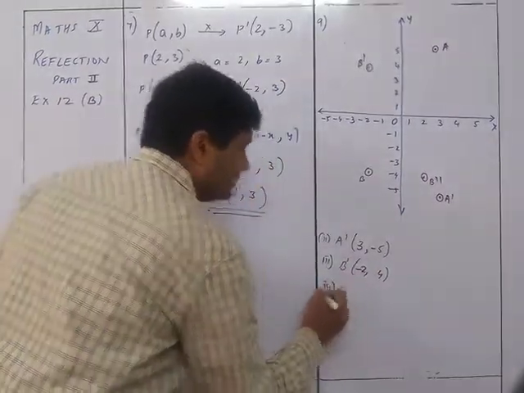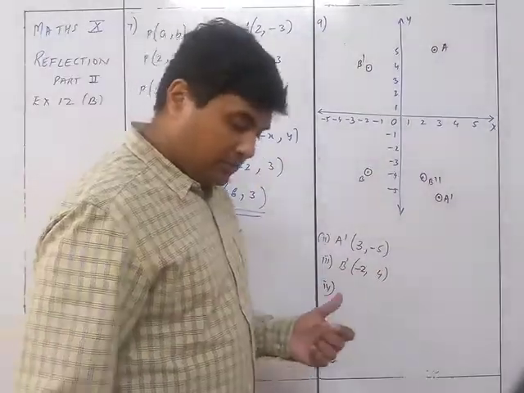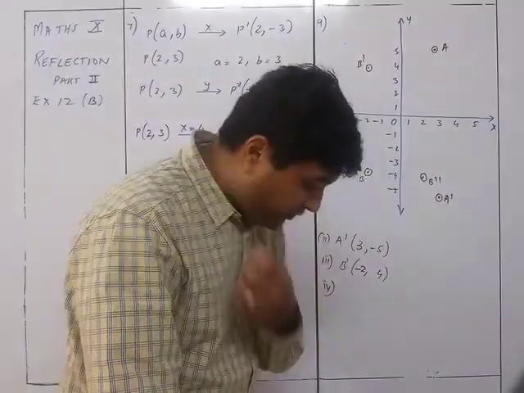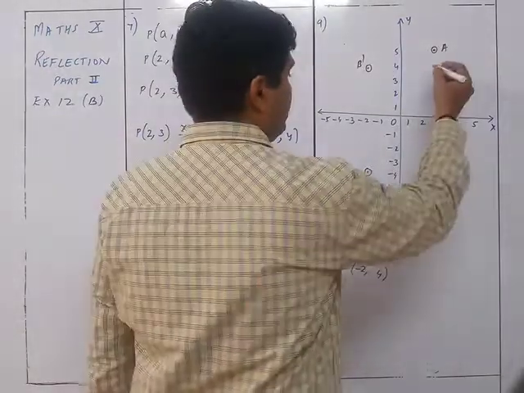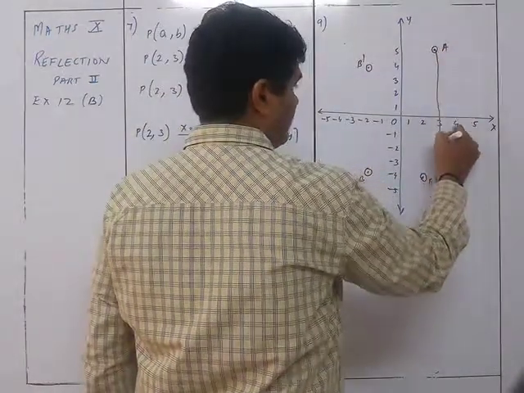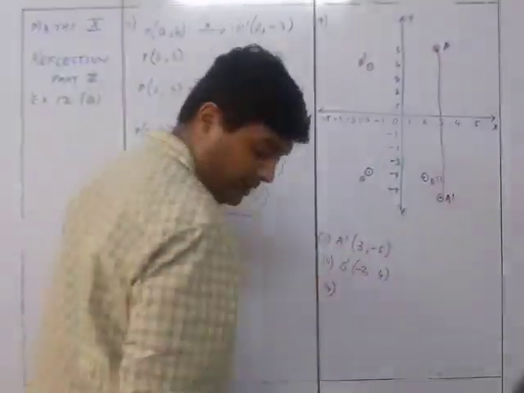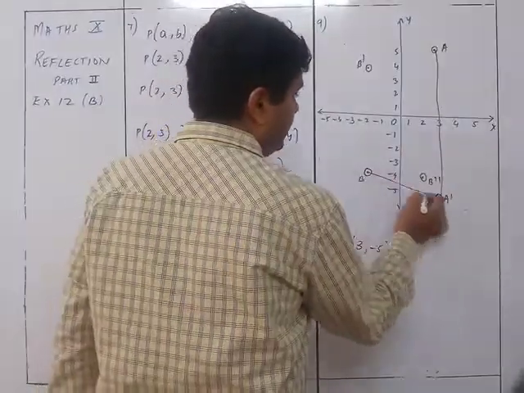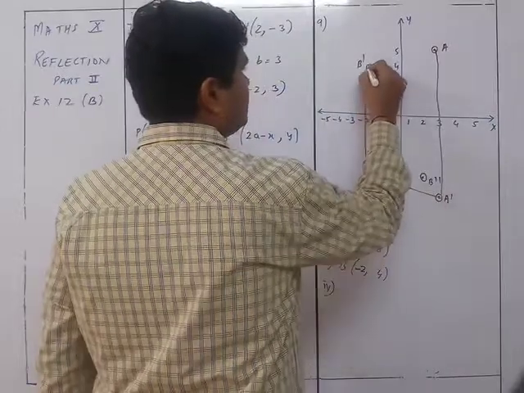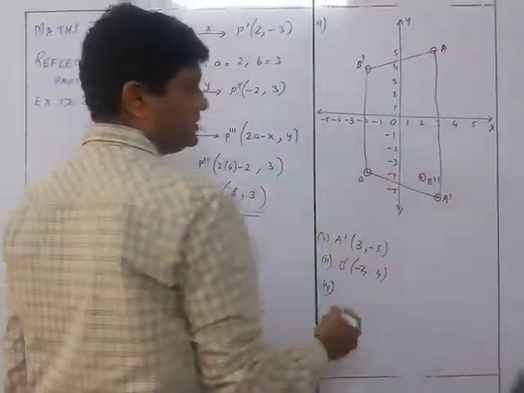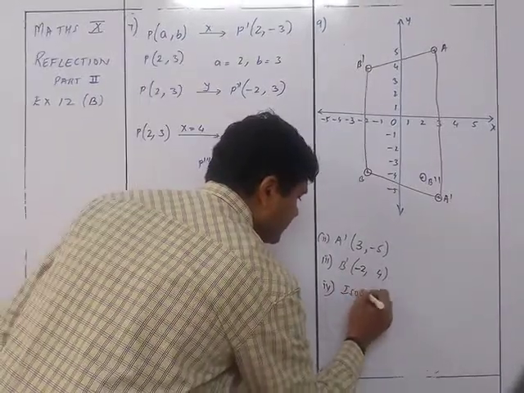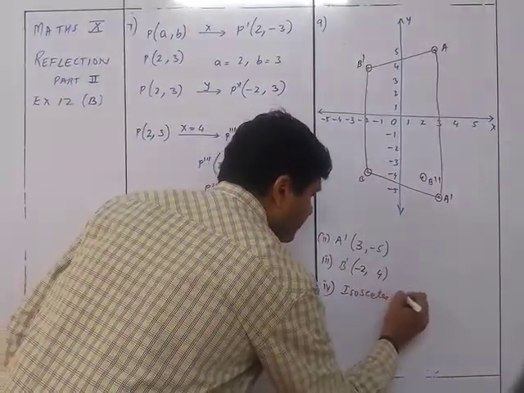So the fourth one, they say that we need to draw the geometrical figure A dash. So we will draw A dash, then A dash to B, then B to B dash, and then A. So this is nothing but again an isosceles trapezium. So it's an isosceles trapezium.